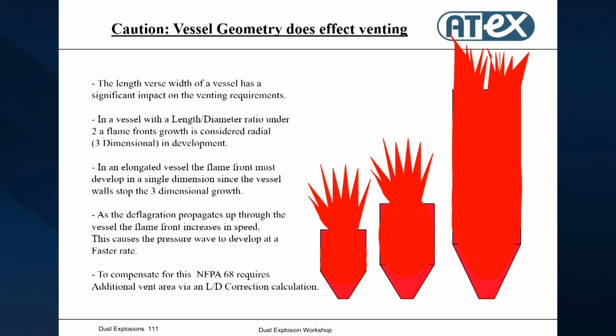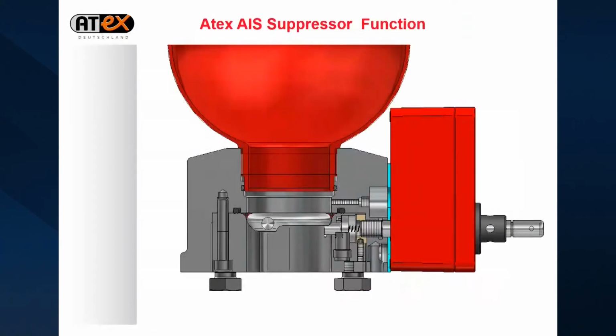What I also have mentioned here is the difference between short vessels and long vessels in vent area design. That has to be taken into account, that with long vessels explosions become much stronger, and you have to consider the L over D to make sure that you have the right vent area or the right vessel strength.